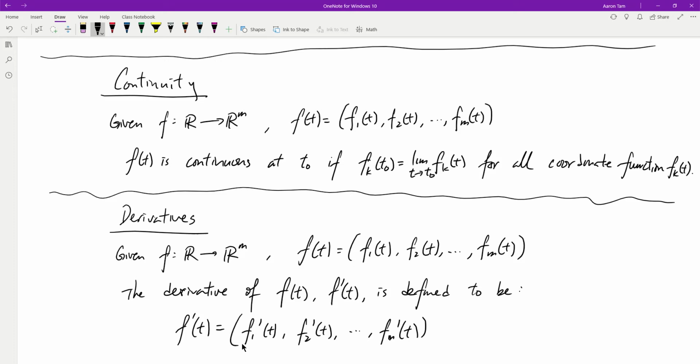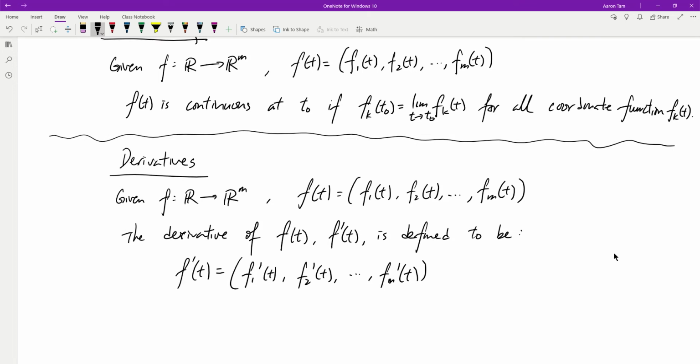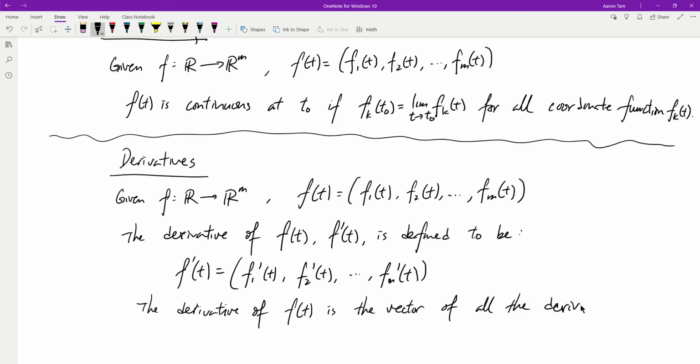So essentially, meaning that the derivative of a vector valued single variable function is simply taking the derivative of each of the coordinate functions. So this basically implies that the derivative of f of t is basically the vector of all the derivatives of its coordinate functions.